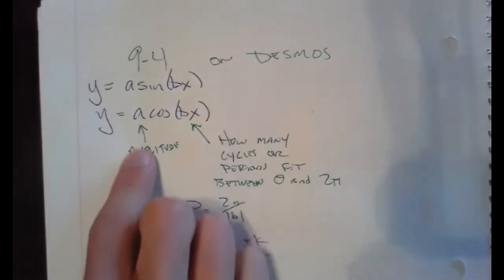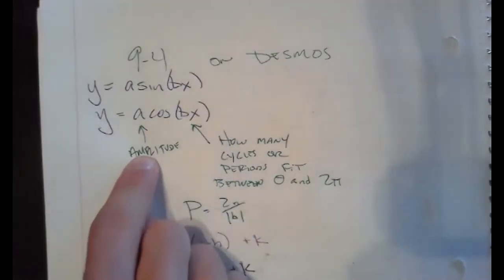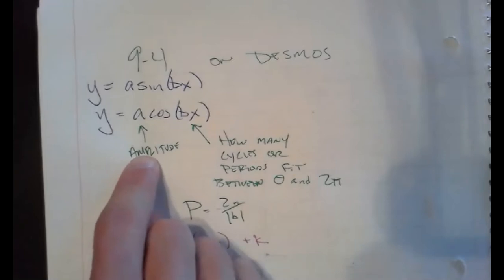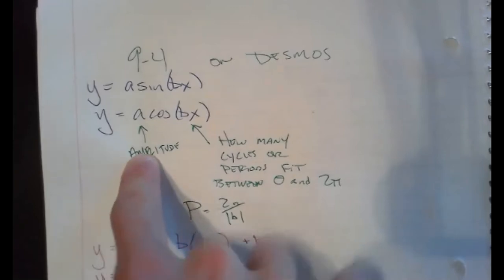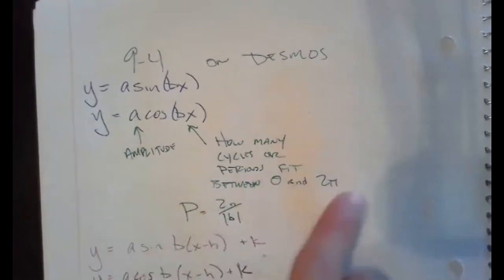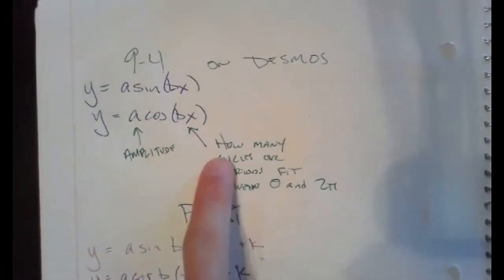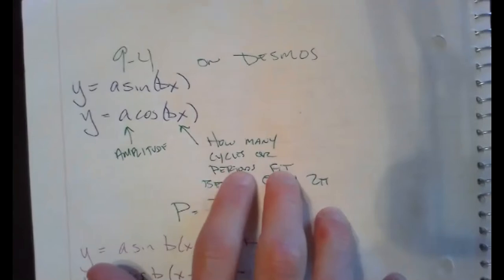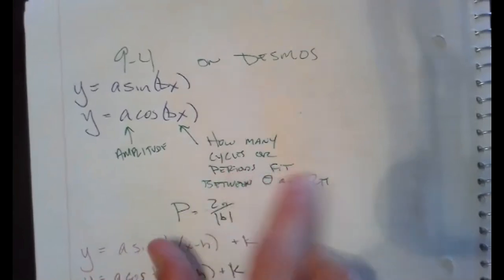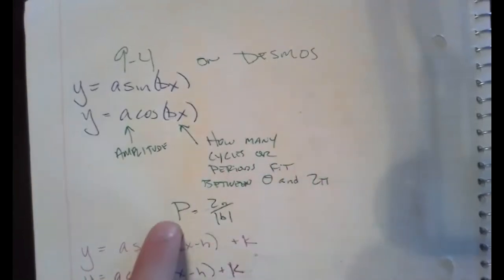The a out front stands for your amplitude. That was what we used to have as our vertical stretch, and it actually kind of still is the vertical stretch, which if you haven't played around yet, you will see. The b in front of the x, well, that is how many cycles or periods are going to fit between 0 and 2 pi. The book has this great equation.